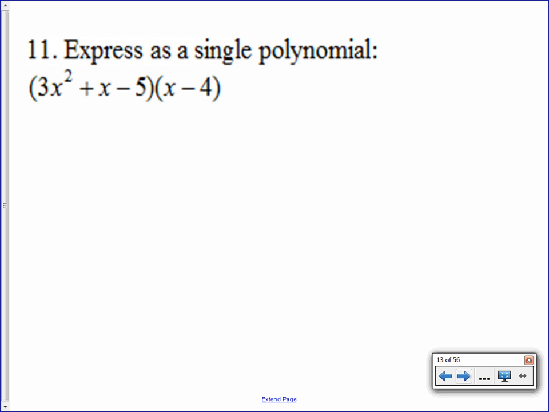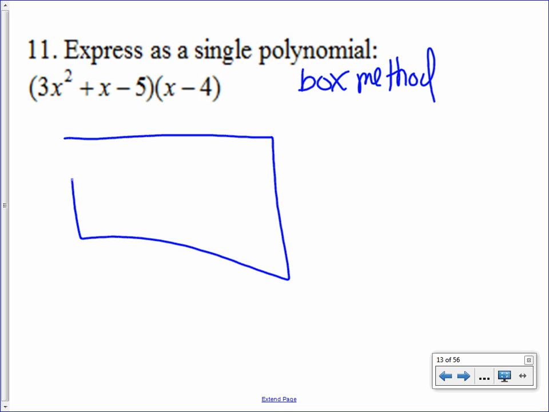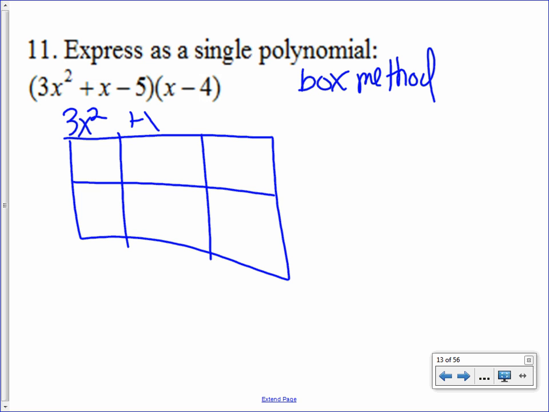Now, for multiplying polynomials, you need to know to do the box. So, I made a 3 by 2 box. 3x squared plus x minus 5, x minus 4, and put in your coefficients and exponents if they're missing. That will limit mistakes. When you're doing box method, you're multiplying.